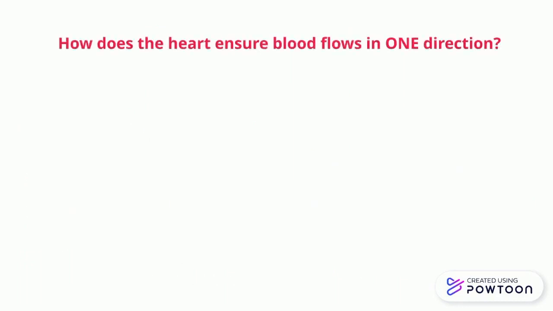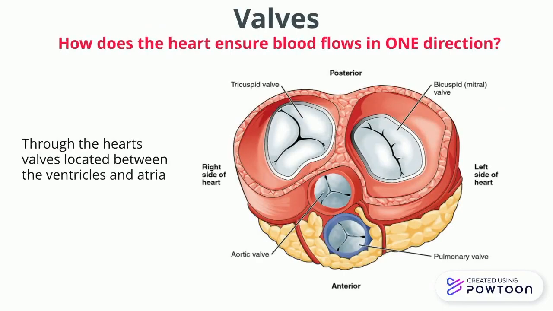So how does the heart ensure that blood flows in only one direction? Through valves located between the ventricles and atria. The tricuspid valve is between the right atrium and right ventricle. The bicuspid or mitral valve is between the left atrium and left ventricle. The pulmonary valve is between the right ventricle and pulmonary trunk. And the aortic valve is between the left ventricle and the aorta.